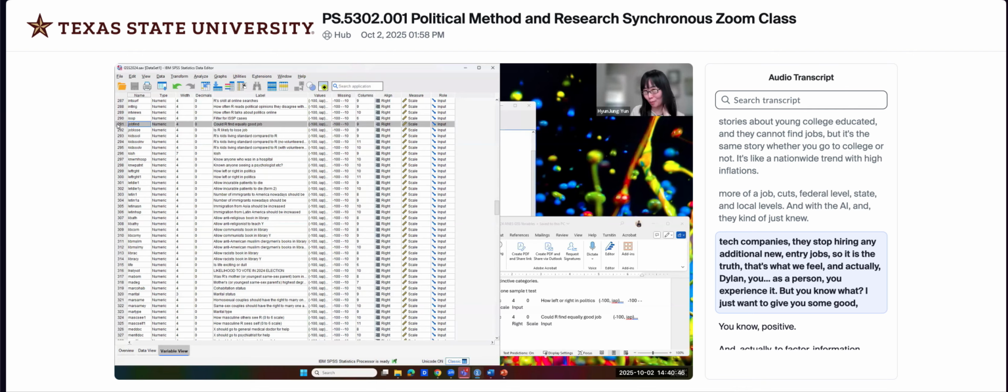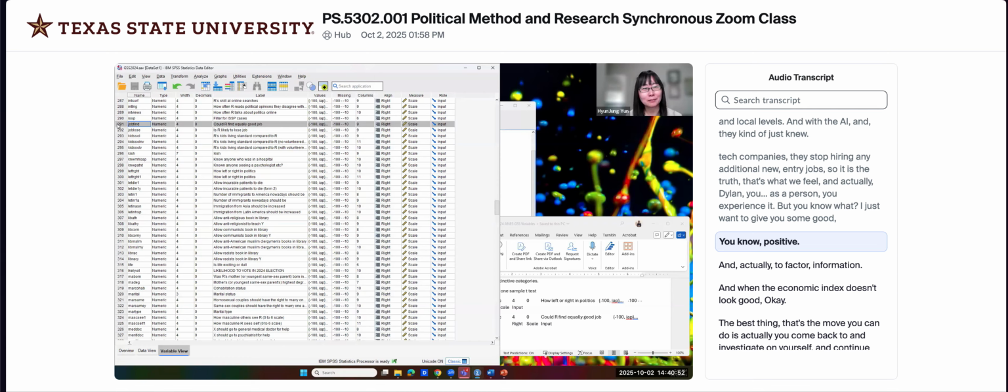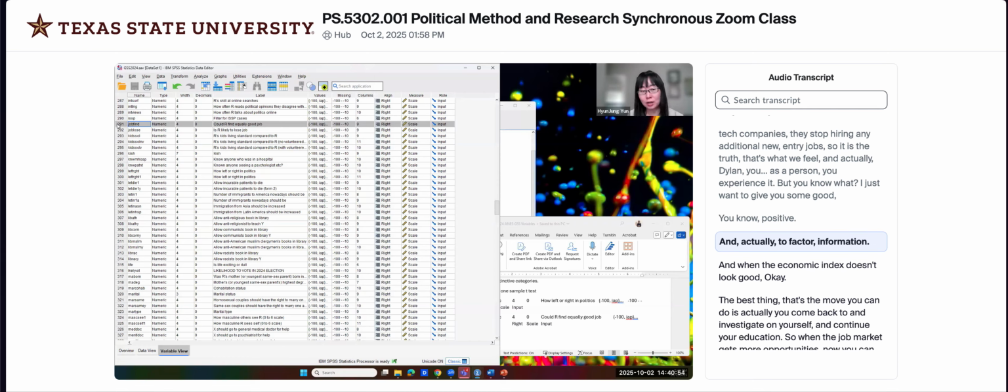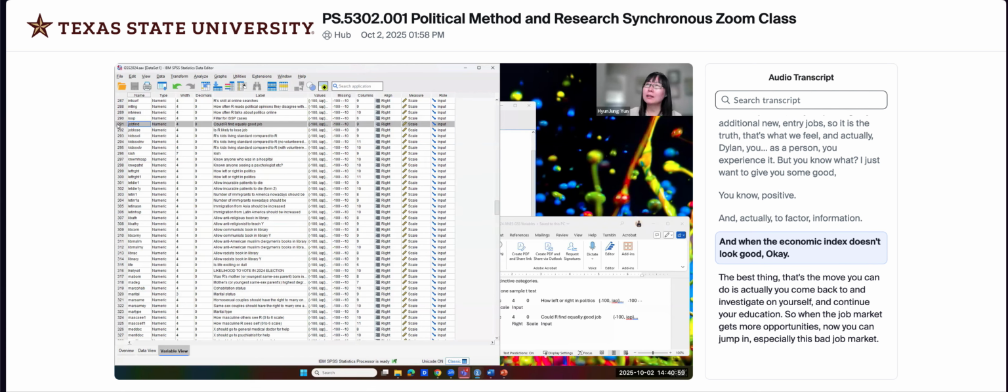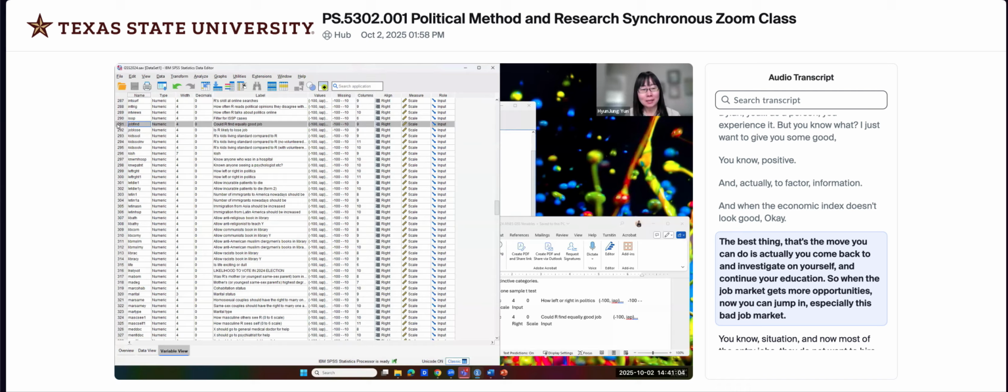But you know what? I just want to give you some positive and factual information. When the economic index doesn't look good, the best move you can make is to come back and invest in yourself and continue your education. So when the job market gets more opportunities, you can jump in, especially after this bad job market.